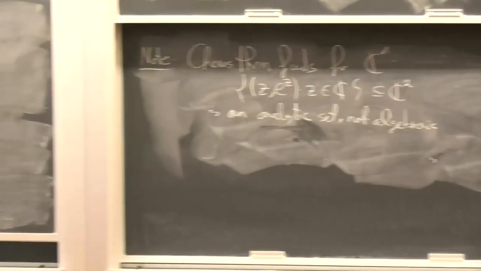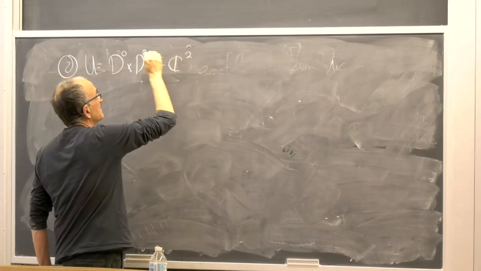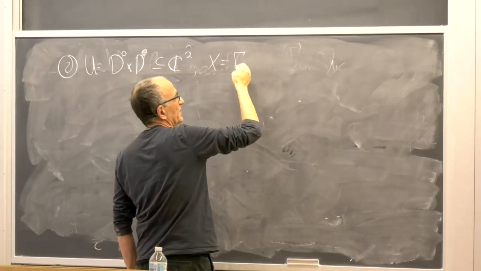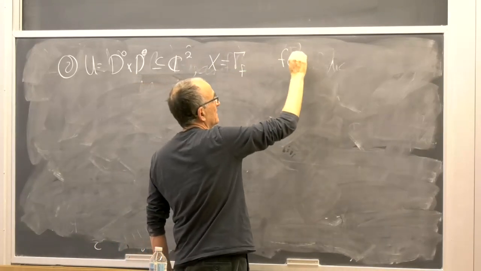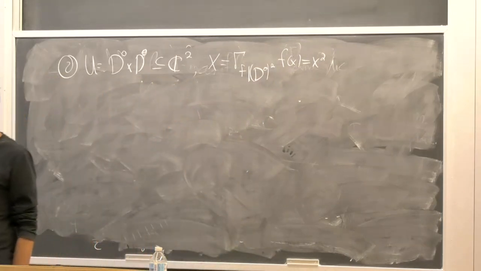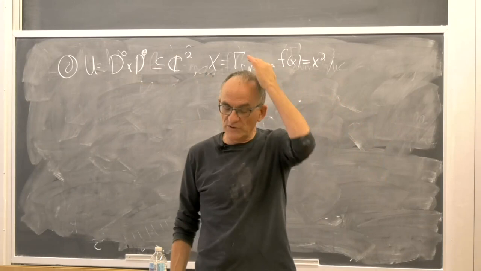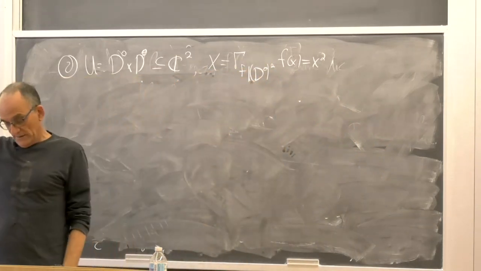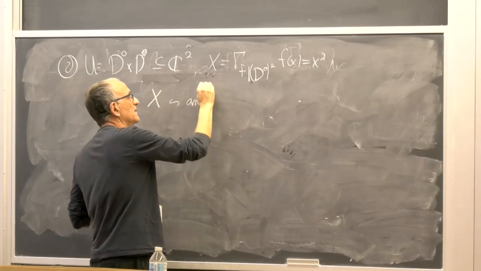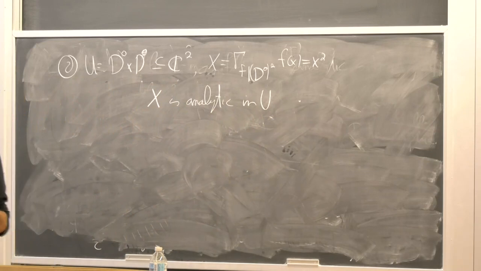So just another variant of this. Look at U equal to D cross D, let's say, inside C squared. So the polydisk, and let X be the graph of f, where f of x equals x squared, restricted to the unit disk. So it's a holomorphic function, and the range is also inside the disk. So it's the graph of a holomorphic function on the whole open disk. So X is an analytic subset in D squared. X is analytic in U.